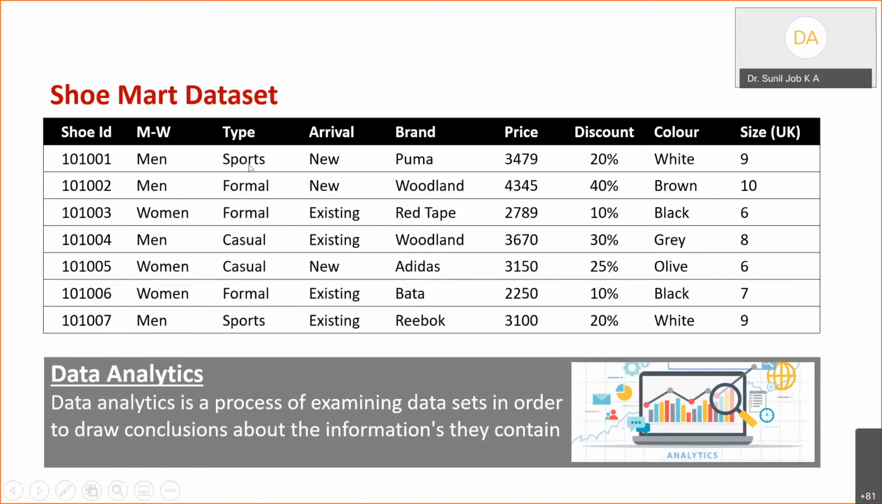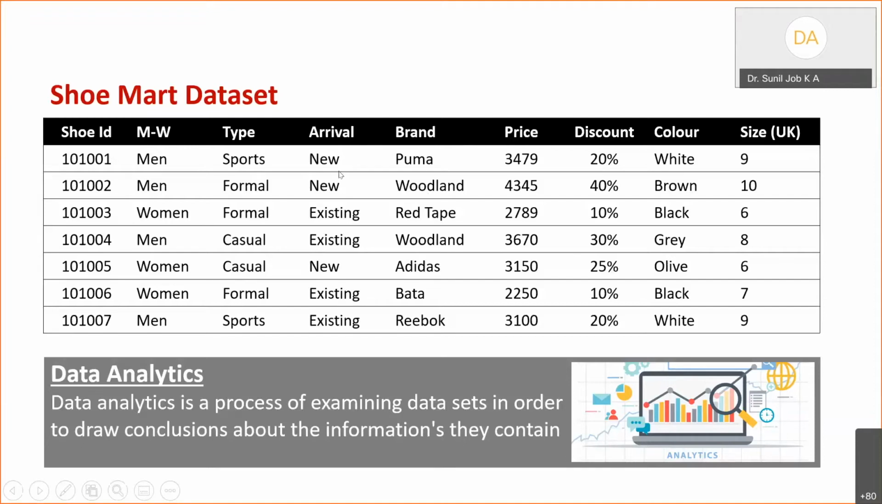So there is a lot of variety regarding the type which has been available. Then there is also another specification regarding the arrival, whether the shoe is a new arrival, whether it is an existing model, or whether it is an old model like that. So regarding the arrival. Regarding the brand, which brand the shoe belongs to.